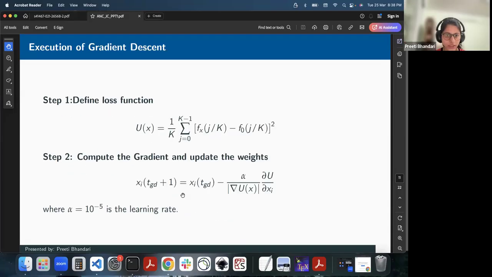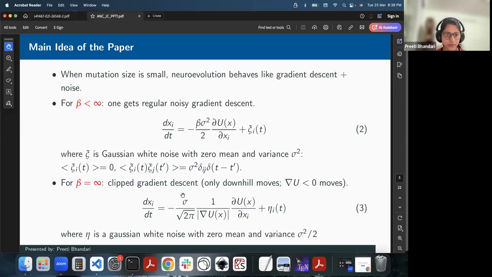Yes. Initially, when they consider the beta less than infinity case, they have defined beta to be equal to 10 raised to power 3. So it's an arbitrary value. You can change it, but for their work, they have defined beta to be 10 raised to power 3.